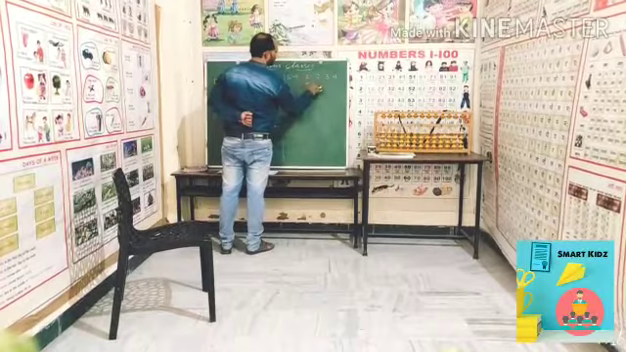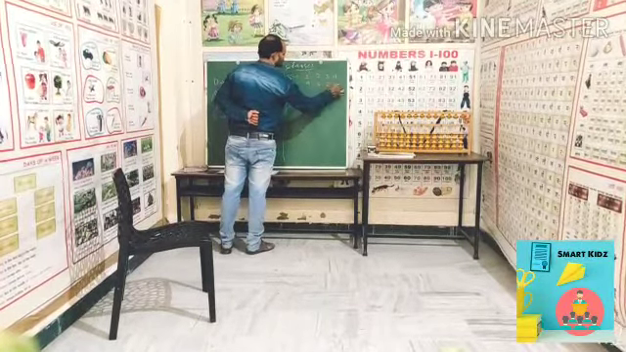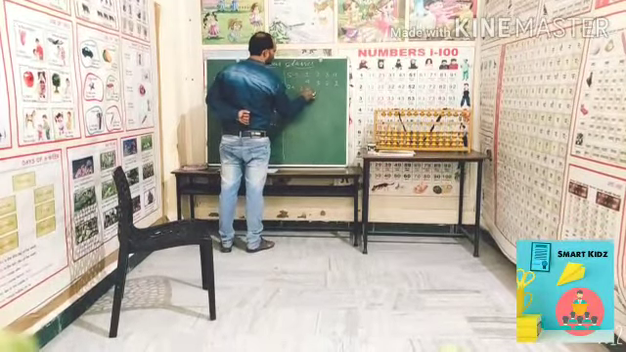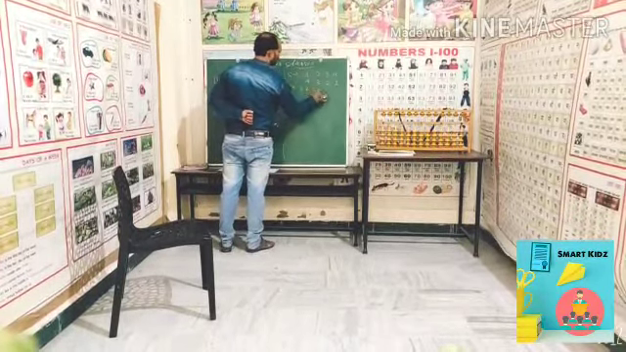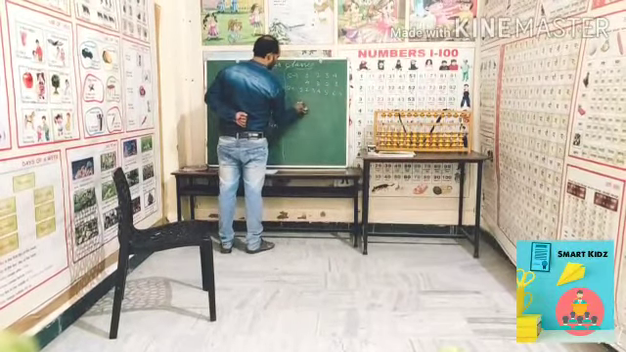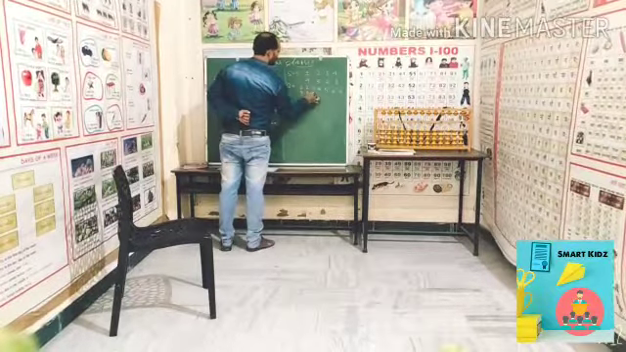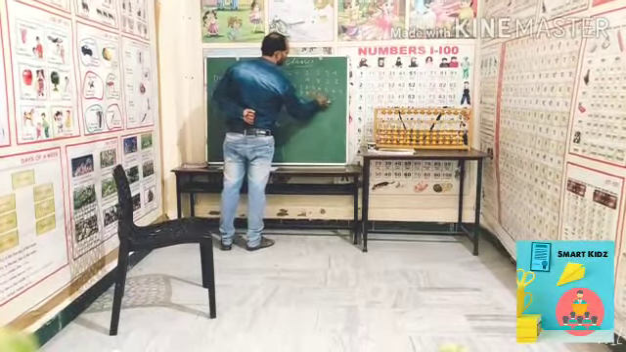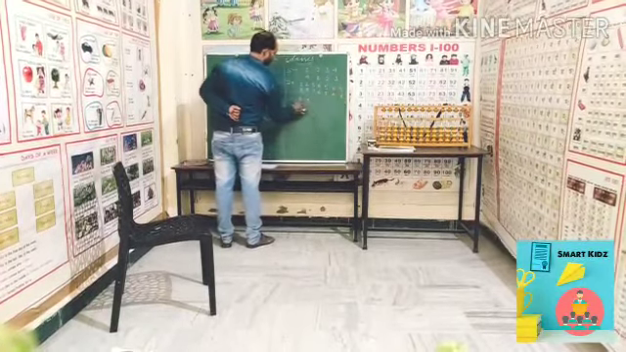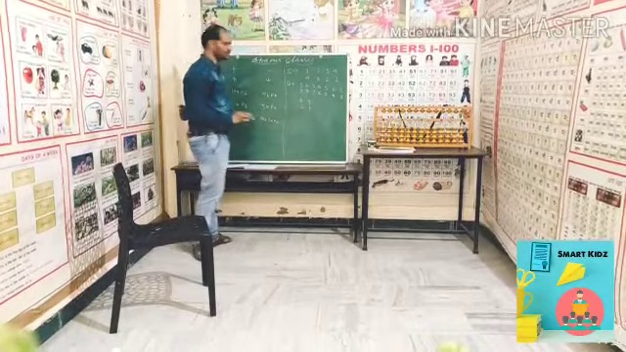1's friend is 4, 2's friend is 3, 3's friend is 2, 4's friend is 1. In big friends we take 1 to 9. 1, 2, 3, 4, 5, 6, 7. Here I am writing 8, 9. 1's friend 9, 2's 8, 3's 7, 4's 6, 5's 5, 6's 4, 7's 3, 8's 2, 9's 1. These are the big friends.